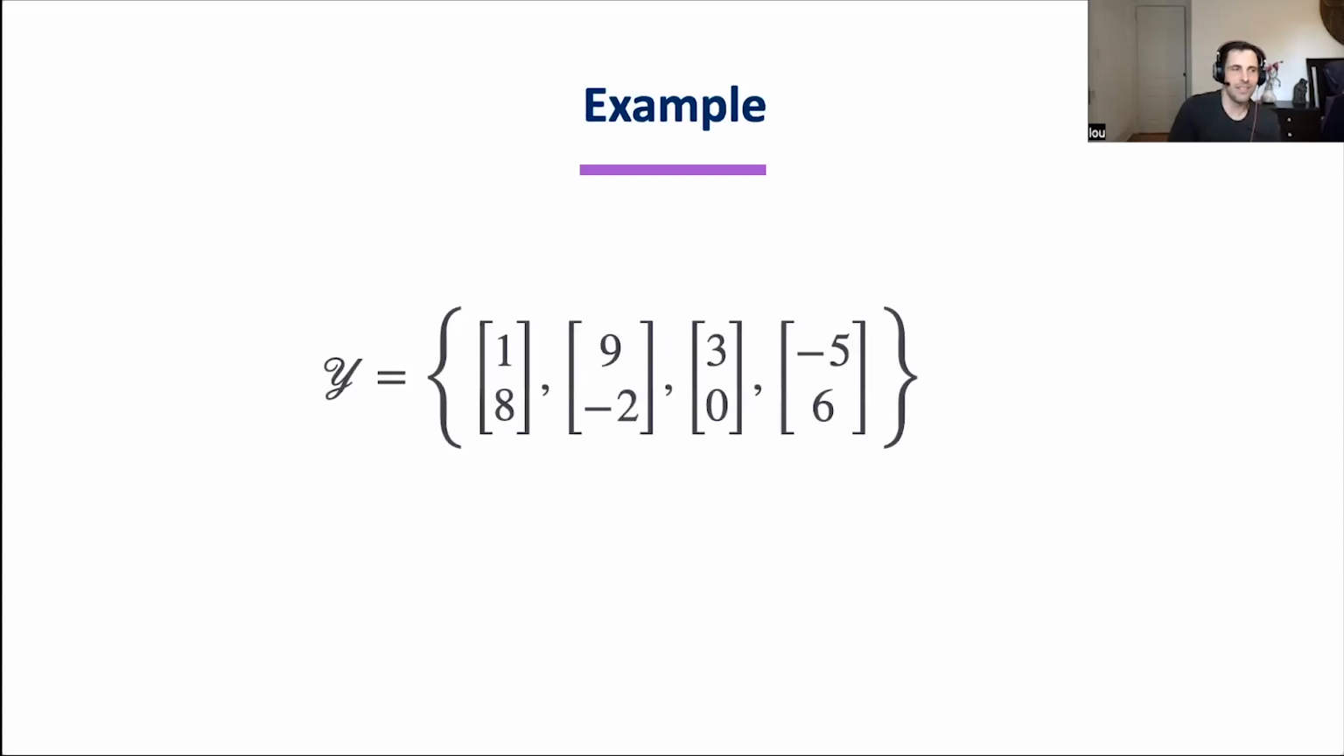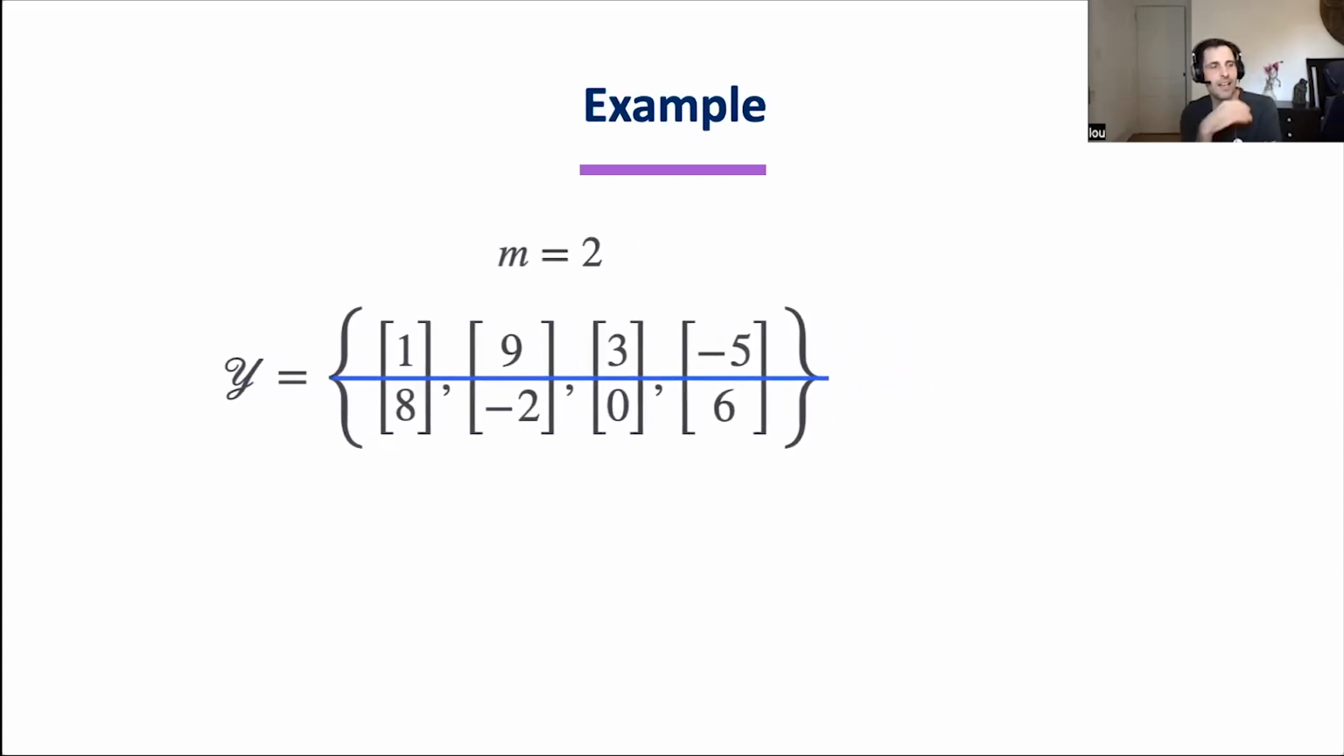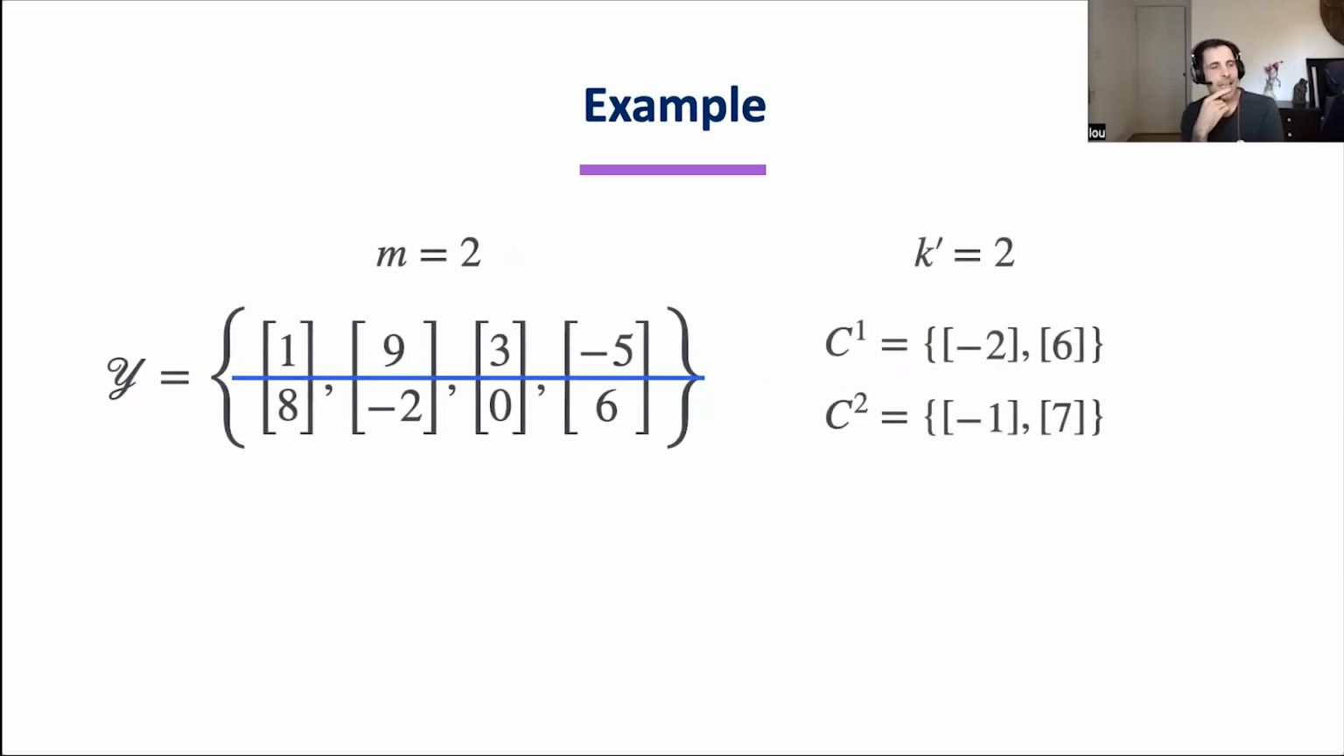And I realize that's a lot of math, so let's look at an example. Let's say this is my data set Y. I have a dimensionality of 2. I have 4 vectors in here. First, I split it in half, so m is 2. And then I run k-means on the top and on the bottom, with k prime equal to 2 as well, meaning I want 2 centroids in each codebook. So I have 2 codebooks, each gets 2 centroids. The top ones' means are -2 and 6, and the bottom ones' means are -1 and 7.